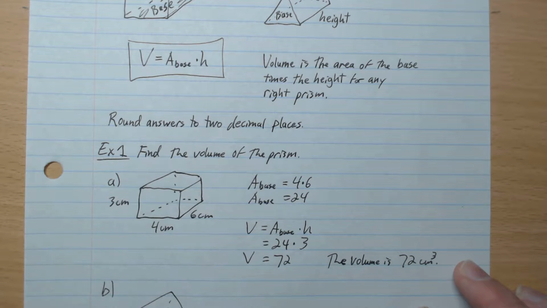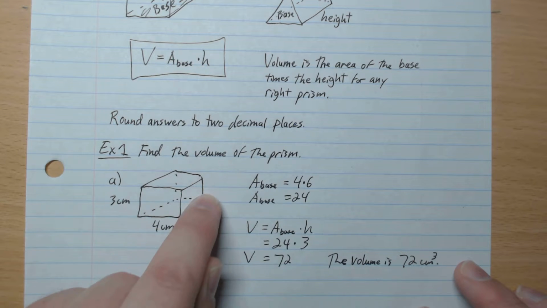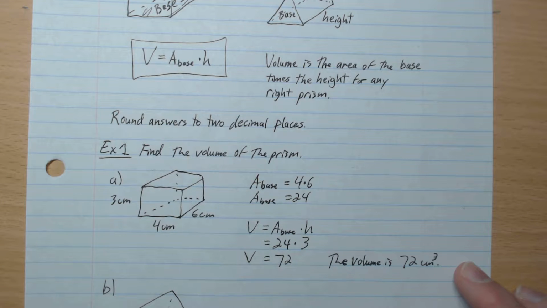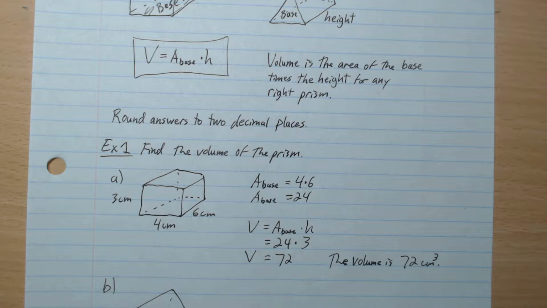We have a nice rectangular prism here. Base 4 by 6, 24. So this 24 times the height, which is 3. Volume is 72 centimeters cubed.